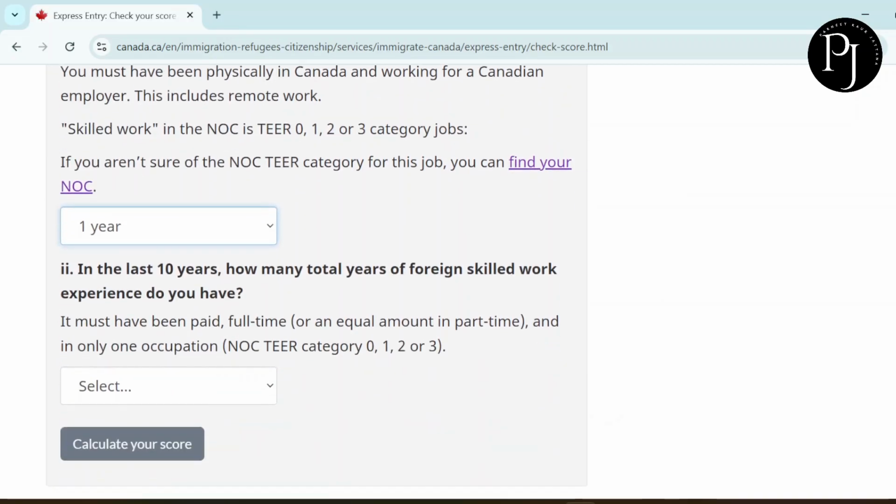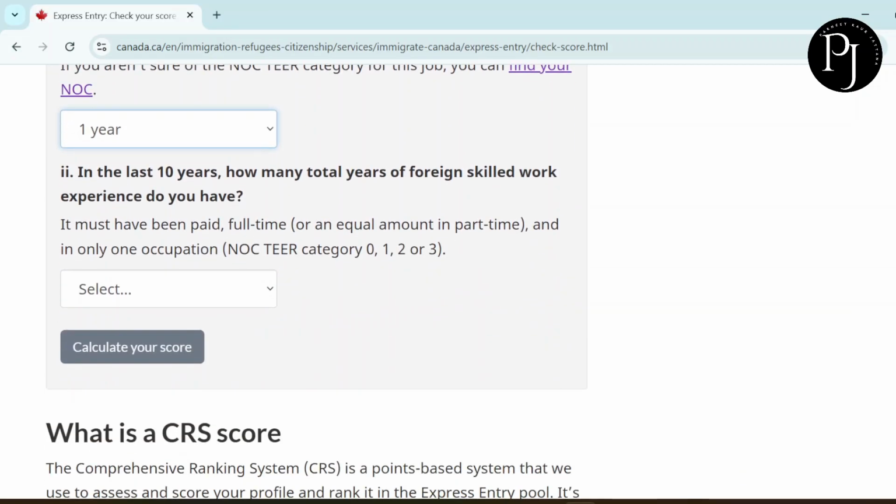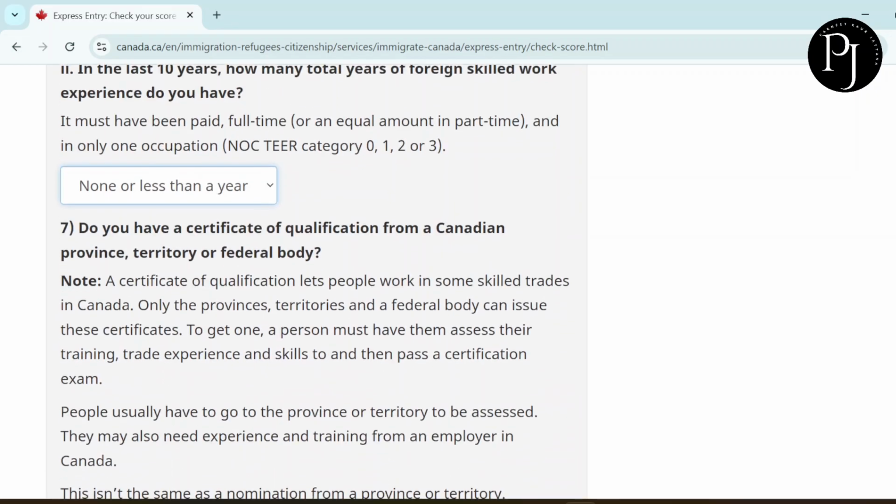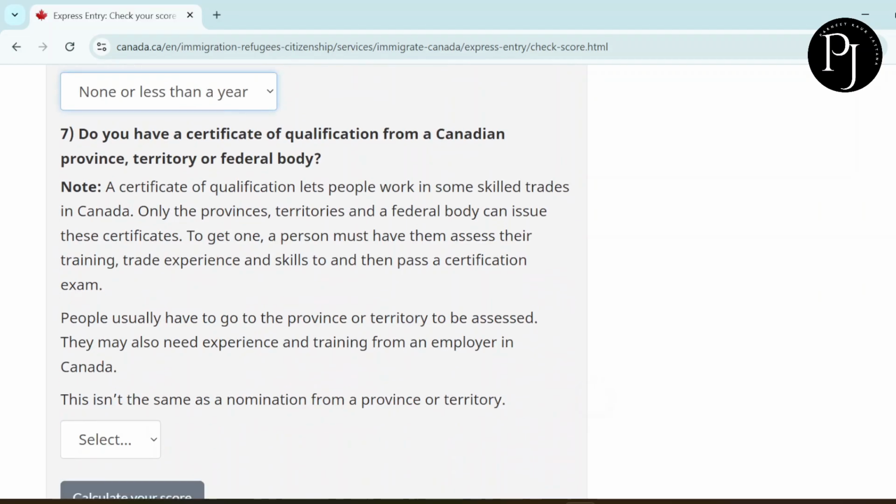In the last 10 years, how many years of skilled work experience in Canada do you have? So 1 year. In the last 10 years, how many years of foreign skilled work experience do you have? None or less than one. So I don't have any foreign work experience.